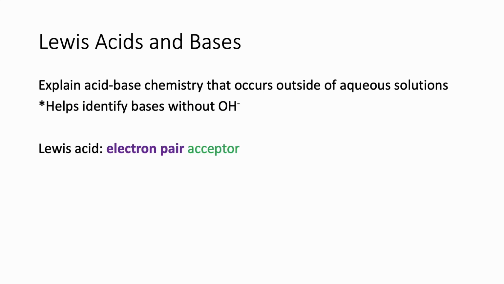A Lewis acid is an electron pair acceptor, and a Lewis base is an electron pair donor. Notice that in this definition, what's the acceptor and what's the donor has flipped relative to Bronsted-Lowry, because in Bronsted-Lowry, the acid was the proton donor and the base was the proton acceptor. So Lewis acid and Lewis base is a little backwards in that we're not talking about protons, we're talking about electron pairs. So let's talk about what it means to be an electron pair acceptor and donor.